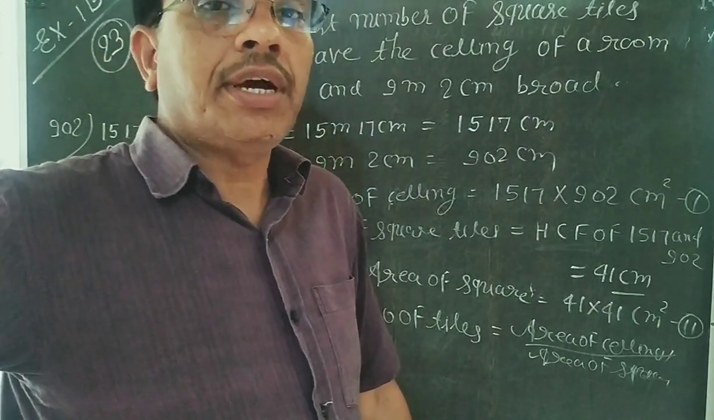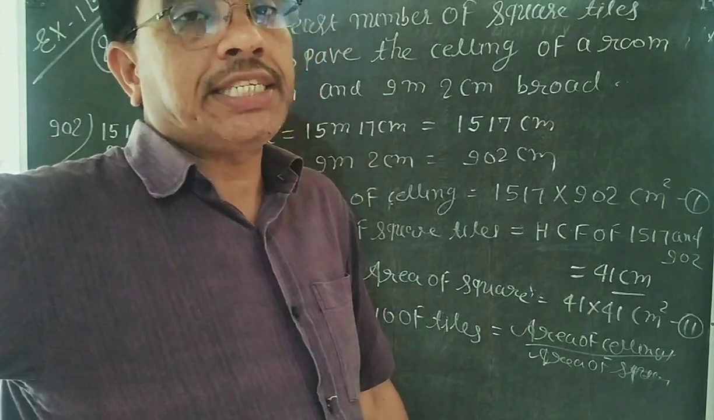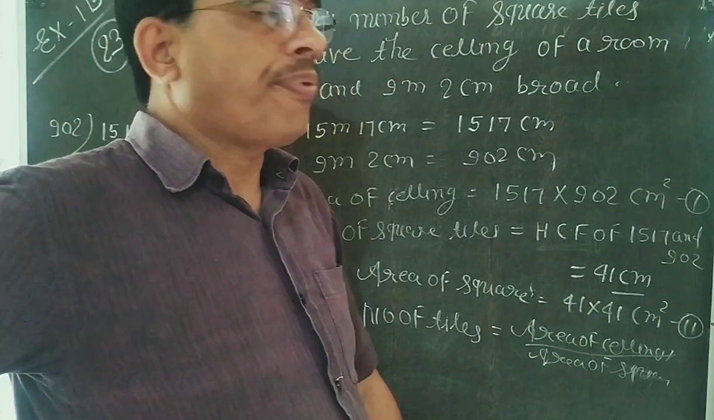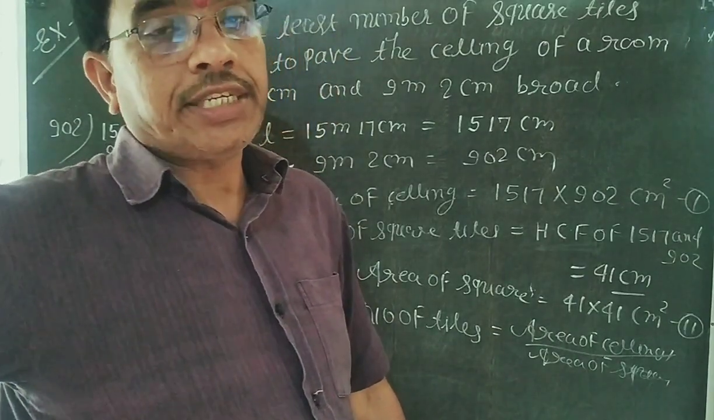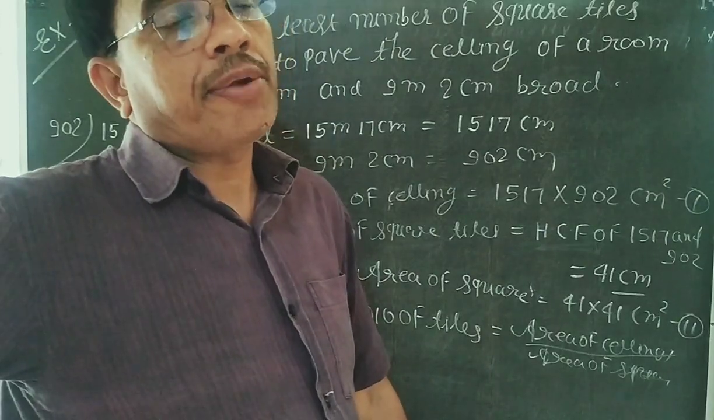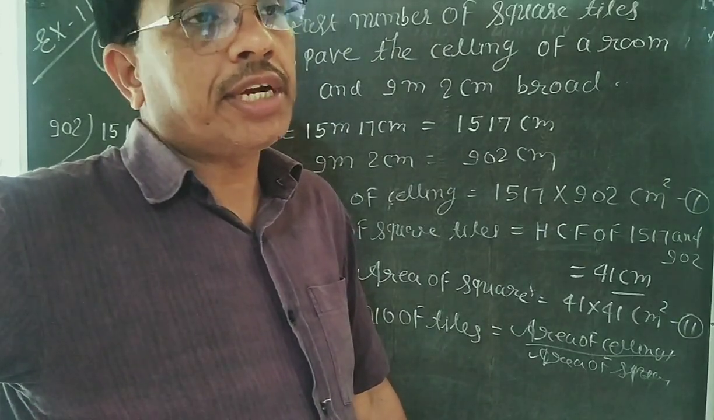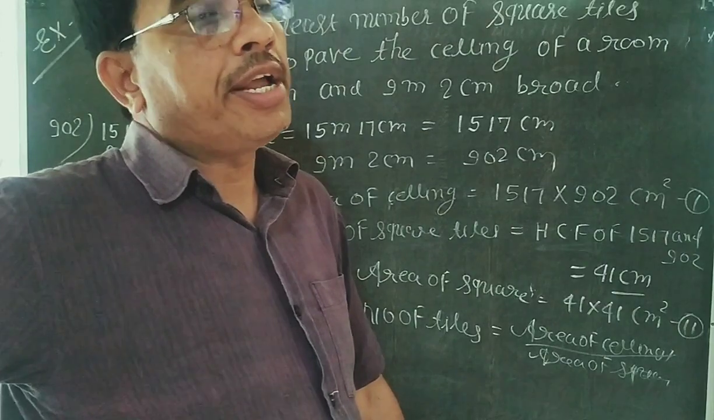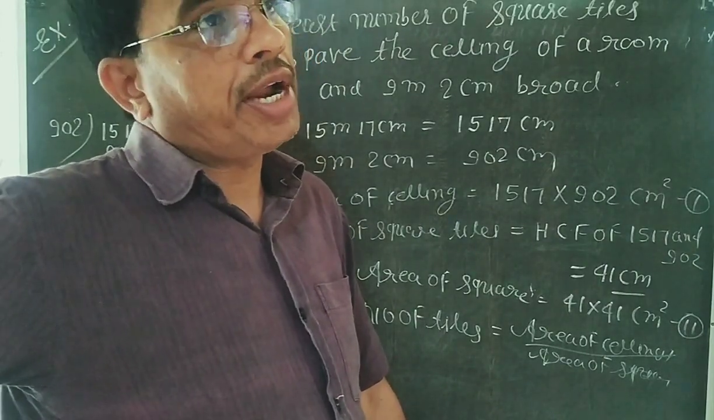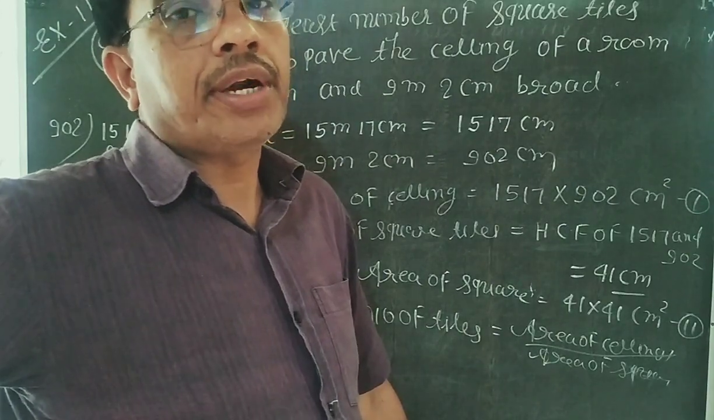And you can find this by the HCF of these two numbers. So first we find the HCF, then that HCF is the size of the square tiles. Then find the area of a square tile, that is side into side, and the area of the room is given, 1517 into 902, and after that you can find the number of tiles.